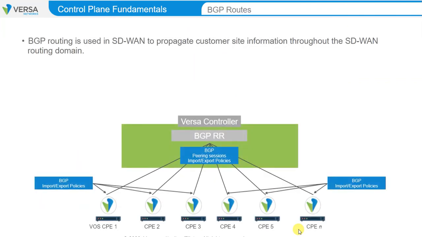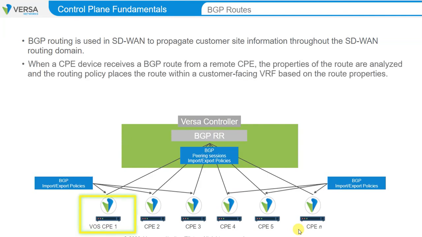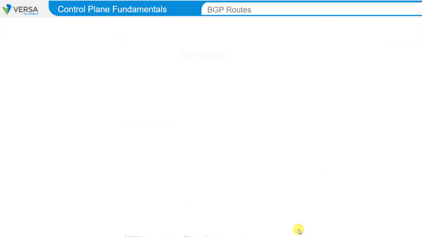BGP routing is used in VersaSecure SD-WAN to propagate customer site information throughout the SD-WAN routing domain. When a CPE device, such as a VOS device, receives a BGP route from a remote CPE, the properties of the route are analyzed and the routing policy places the route within a customer-facing VRF based on the route properties.